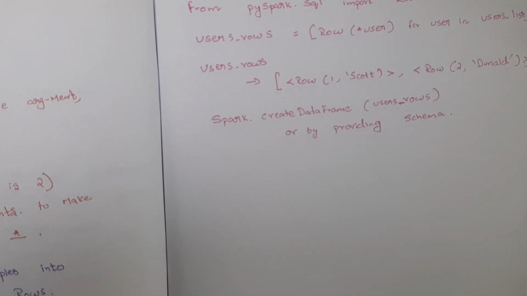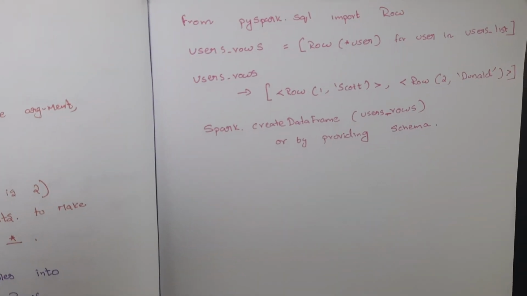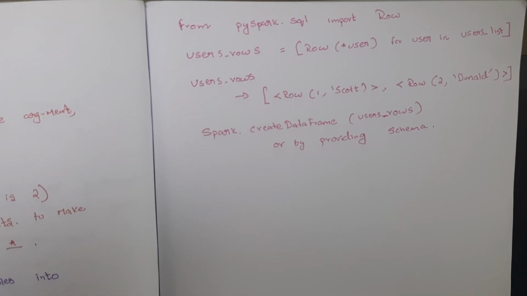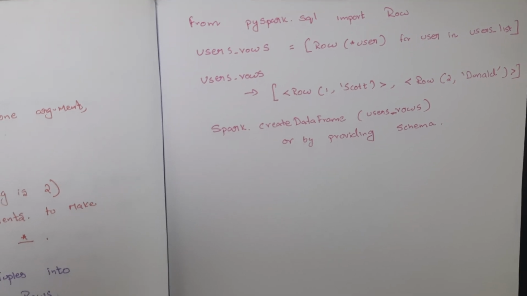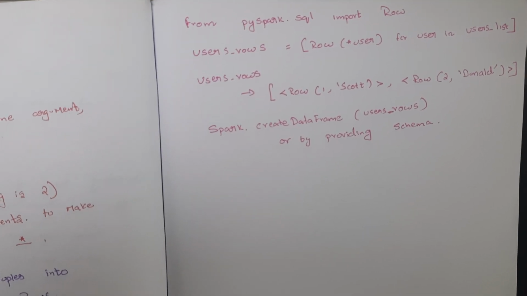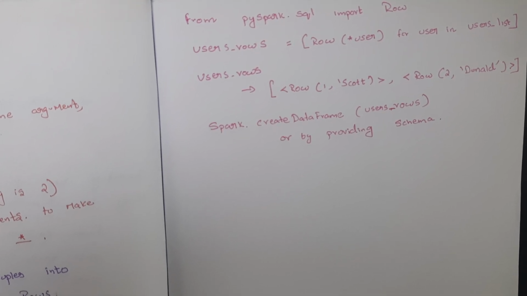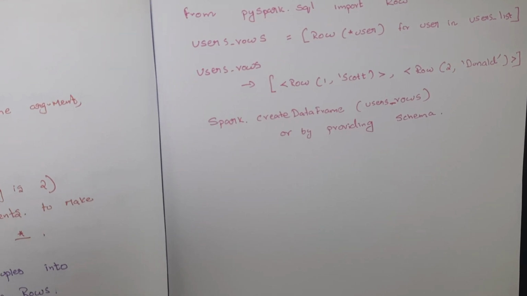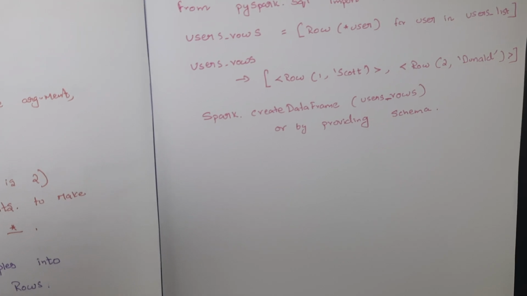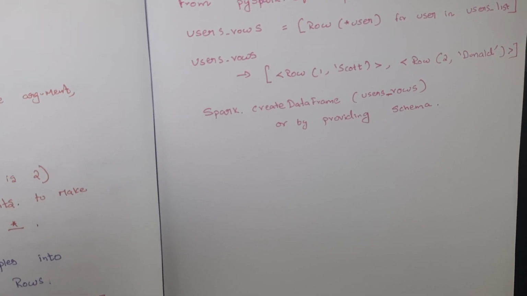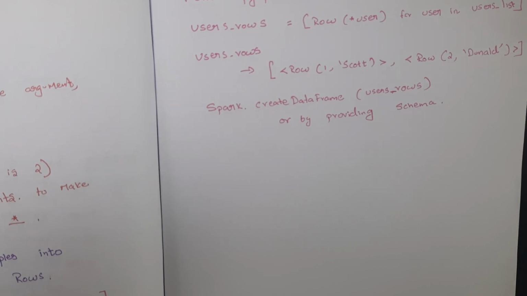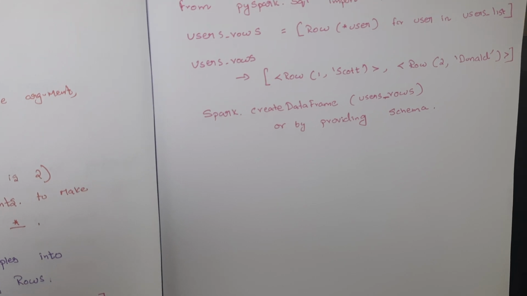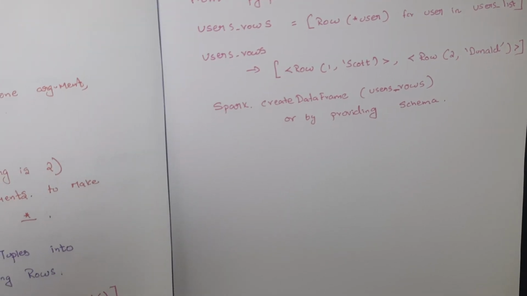Now we'll try to convert this list of tuples into a list of rows from PySpark. For that, we have to import the Row module. So from pyspark.sql import Row, then users_rows is equal to Row(*user) for user in users_list. We have seen earlier why we are using *user. Now if I print users_rows, I will see the list of rows which is created. On top of that, I can create a data frame with spark.createDataFrame(users_rows), or by providing a schema and data type.